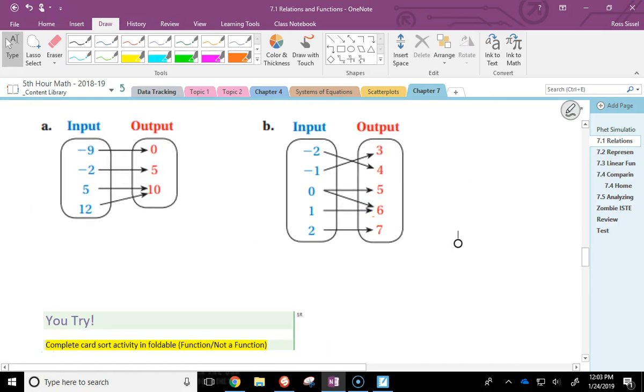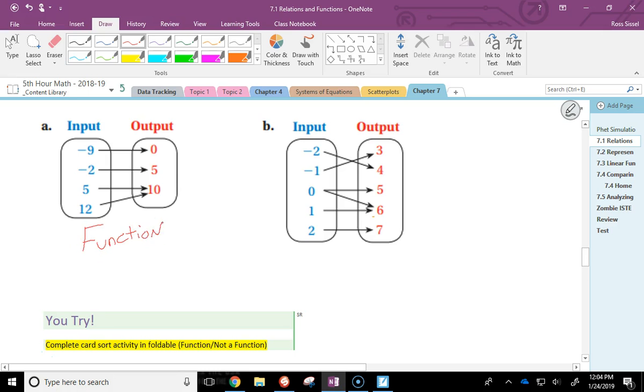If I look at this example, and I had -9, it goes to 0. It only had one output. -2 only has one output. It can only go to 5. 5 has only one output. It can only go to 10. 12 has one output. It can only go to 10. Because of this, we would call this one a function.